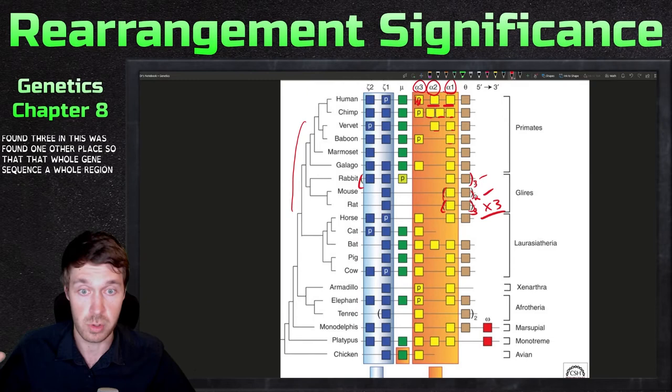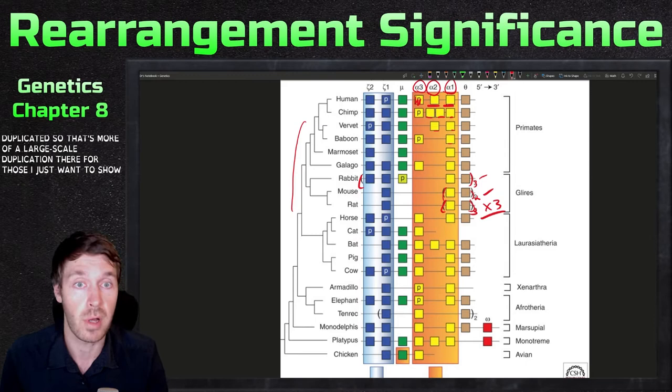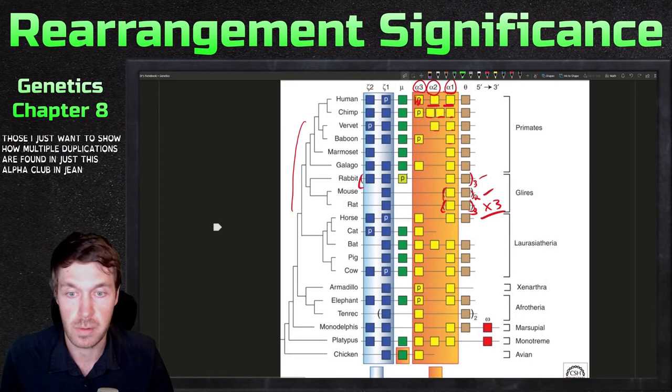I just want to show how multiple duplications are found in just this alpha globin gene. So pretty interesting right there. So I wanted to mention that quickly.